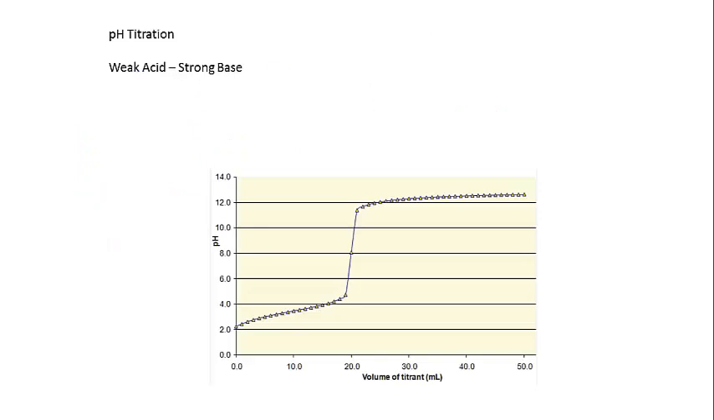Now let's look at the pH of a weak acid with a strong base. For this one, I'm not sure what acid this is, but we're going to do a general acid, HA plus NaOH, which is going to make NaA plus water. We're starting with a weak acid at 0.1 molar, and we're going to add 0.10 molar NaOH solution.